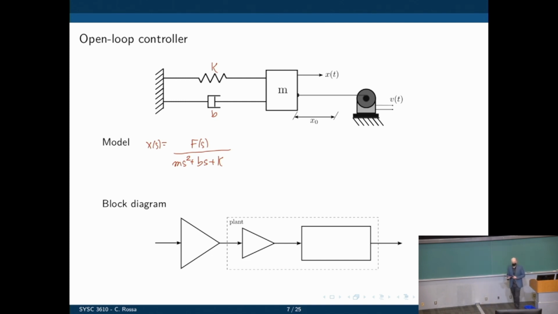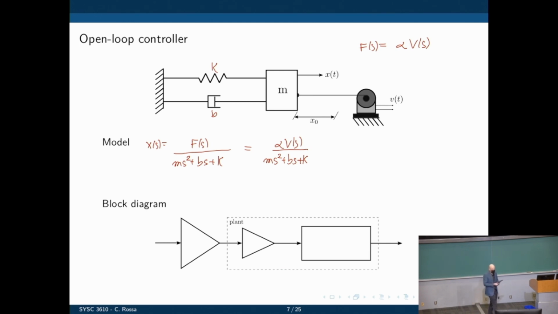Okay. Now let's make the assumption that the force applied by this motor onto the mass is proportional to the voltage. In reality, it's a bit more complicated than that. But let's assume that F of s is a constant times the voltage. In reality, it's proportional to the current. But let's assume that holds. In steady state, that holds. Which means that, with the voltage as our input, the position is alpha V of s divided by ms squared plus bs plus k.